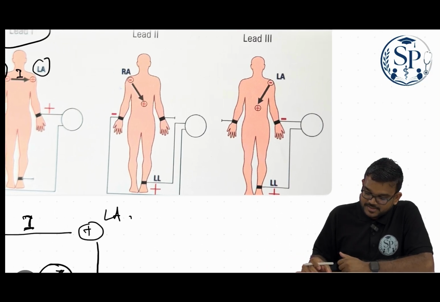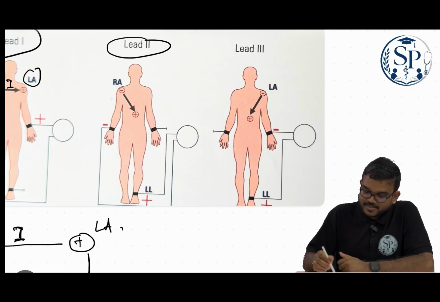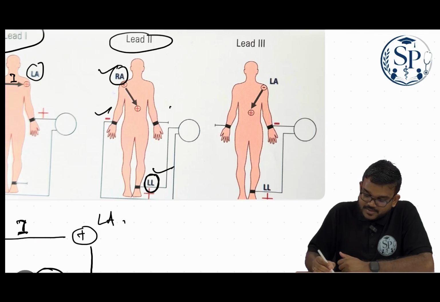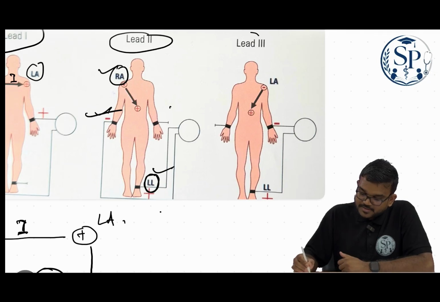So this is lead 1, whereas lead 2 is between the right arm and left leg. The positive end is attached to the left leg, whereas the negative end is attached to the right arm, right?